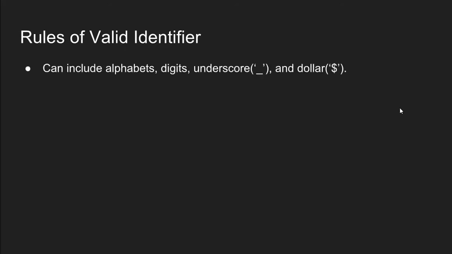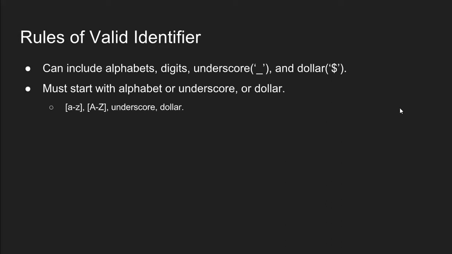There are certain rules for defining a valid Java identifier. Identifiers must follow these rules, otherwise a compile time error will occur. Here are the rules. First one is that an identifier can include alphabets, digits, underscore and dollar. Second one is that an identifier must start with either an alphabet, dollar or underscore. It indicates that an identifier can start with A to Z, either uppercase or lowercase, or it can also start with dollar or underscore. Third one is that an identifier should not start with a digit.